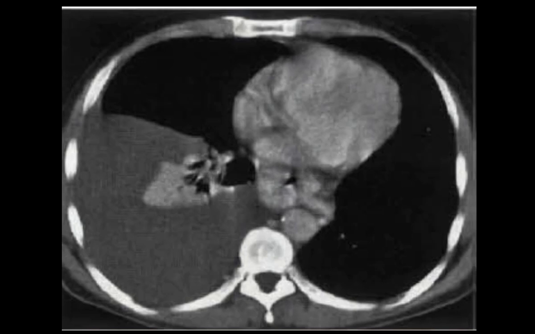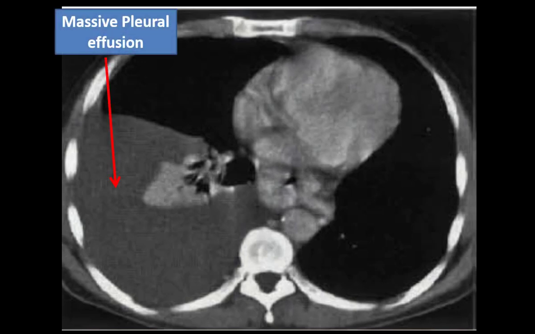This is a large right-sided pleural effusion leading to collapse of the lung. This is normal lung. This is a part of normal lung. This is collapsed lung, and this is massive pleural effusion.